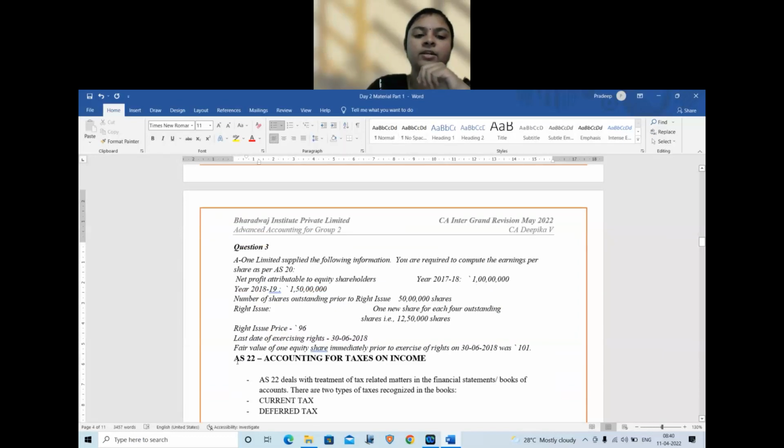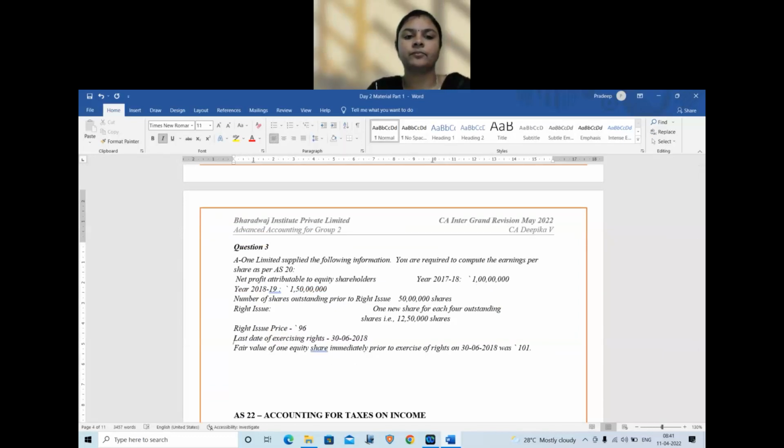Okay. Question number 3. A1 Limited supplied the following information. You are required to compute the earnings per share. Net profit attributable to equity shareholders in 1718 is 1 crore.